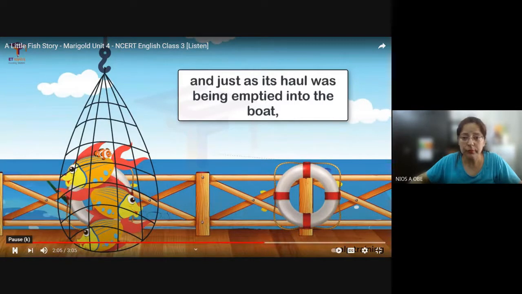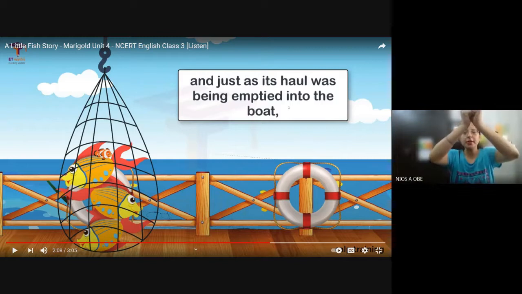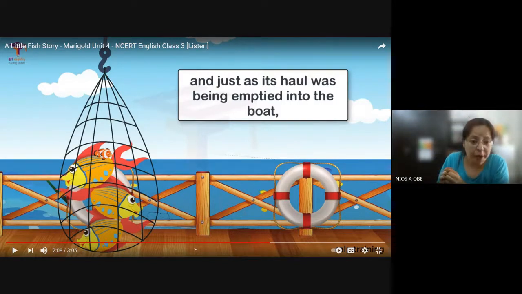And just as its hull was being emptied into the boat. And then what happens? The fisherman has pulled up the net into the ship. The fisherman has pulled up the whole net and brought it into the boat. And he's just about to empty the net. He is just about to put all the fish into the boat. Can you see the little fish here? Point to the little fish in the net. It's so little. The other fish are so big. Okay. And the little fish was always jealous of the big fish.